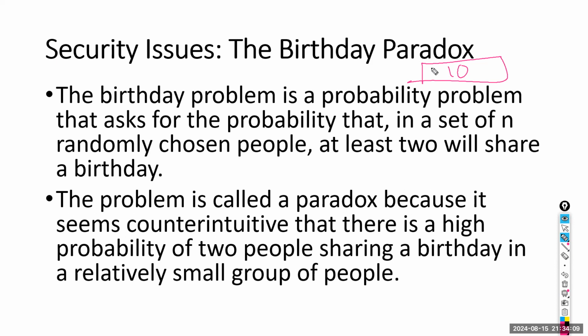But if you increase it to 10 into 10, 10 into 20, 30, 40, after some time the probability of two people having the same birthday, say June 15, becomes very high. Usually you may feel that is not going to be very high, but in reality, after some value it is very high. So that is called the birthday paradox.